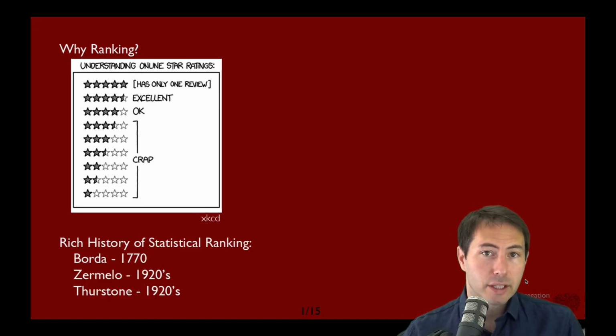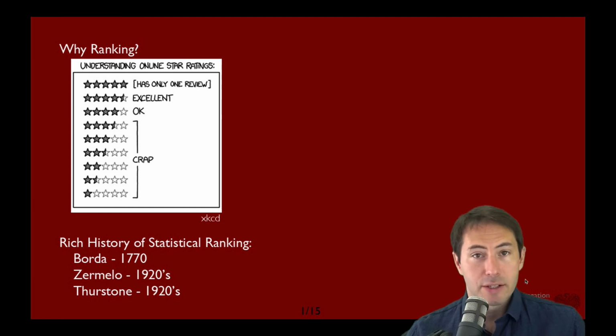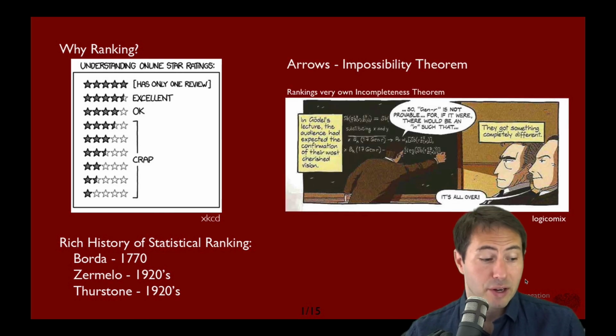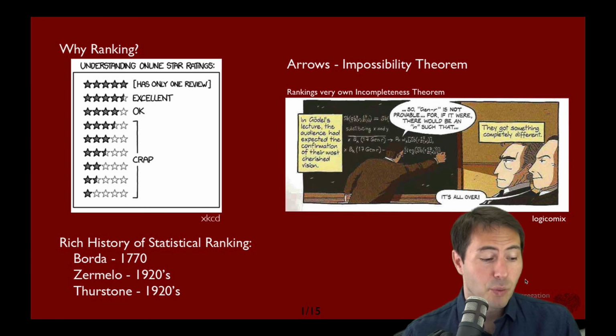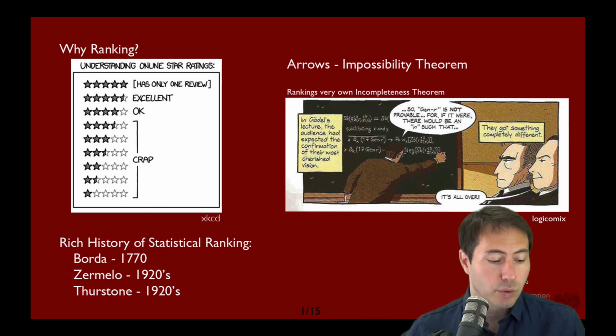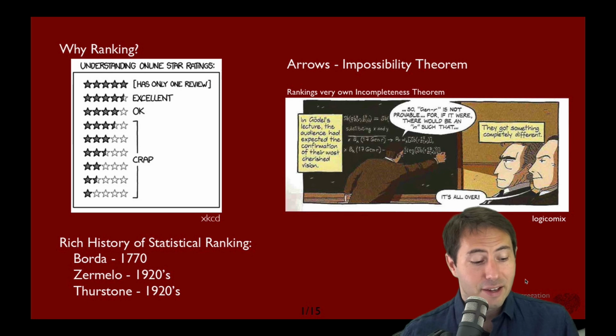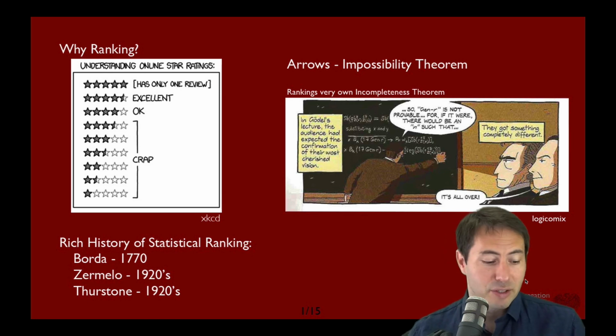So ranking actually has a rich history. It goes back to the 1700s. There are some people you can look up if you want, but it's been around for a long time as we thought about rankings and how they would apply to mathematical analysis. We also have this notion of an impossibility theorem, Arrow's impossibility theorem, which is our own sort of incompleteness theorem, which is an interesting thing. There's an image there from Logicomix, which if you've never read, you should. It's a great cartoon, actually a graphic novel, but it's worth a read if you're interested in all this stuff.